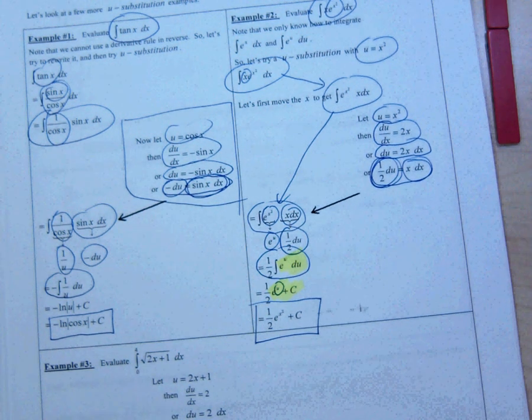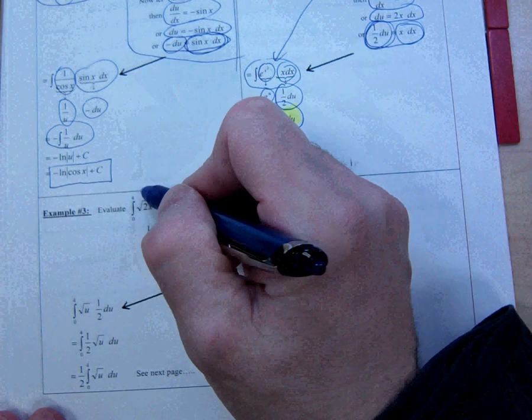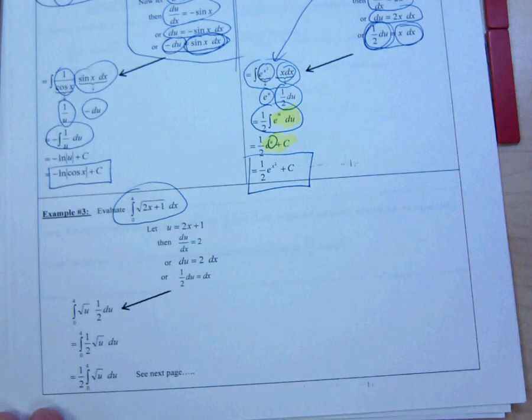Okay? Good? Next one. Okay, again, you have a composition. So what do you typically try if you're going to try u substitution with a composition?